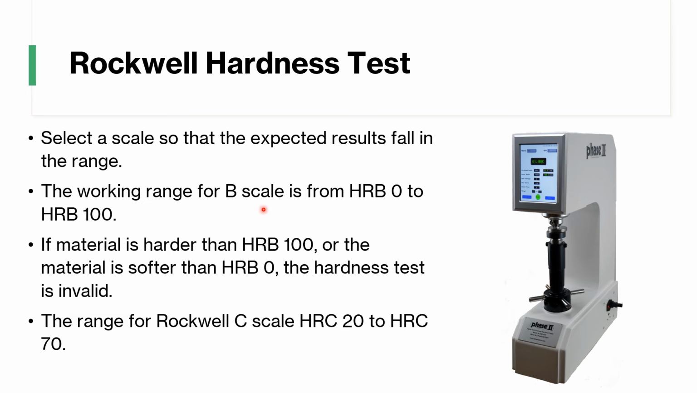So the B scale is going to go from 0 to 100, so you can't use the B scale if your material is harder than 100 or softer than 0. It won't work, it will go into error mode. So for Rockwell C, we can go 20 all the way to 70. So for B, 0 to 100, C, 20 to 70.